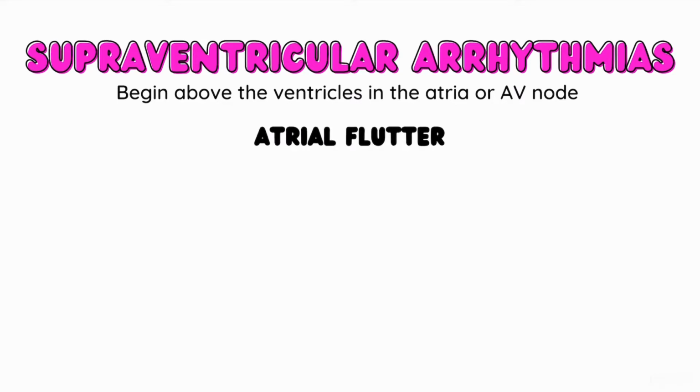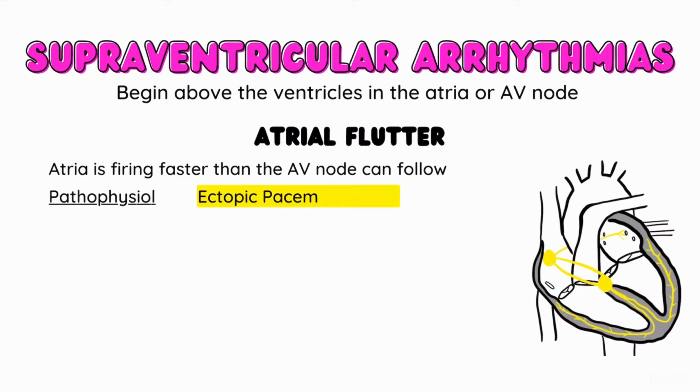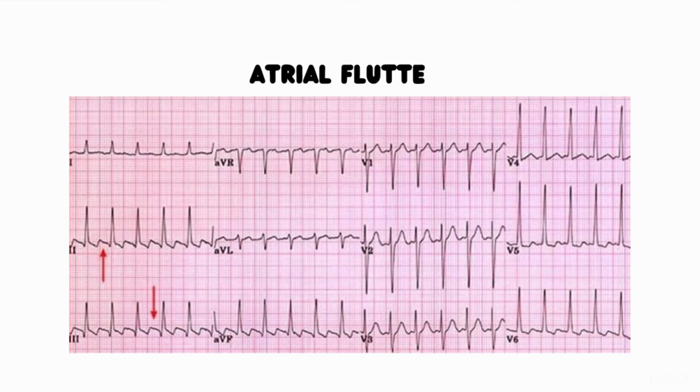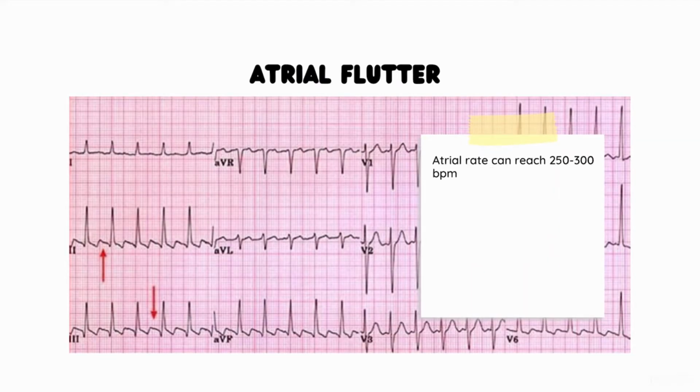Atrial flutter is similar to atrial fibrillation in that the atria are firing faster than the AV node can follow. However, atrial flutter originates from ectopic pacemaker cells in the right atrium that leads to a reentrant or backwards relaying circuit. I like to think of atrial flutter more like atrial tachycardia because the atria actually have a regular rhythm, but this atrial rate can be 250 to 300 beats per minute.